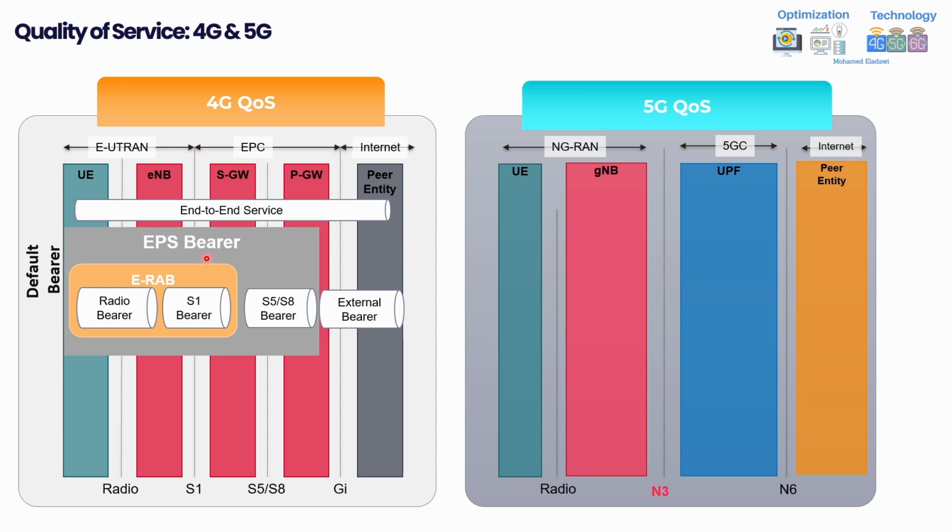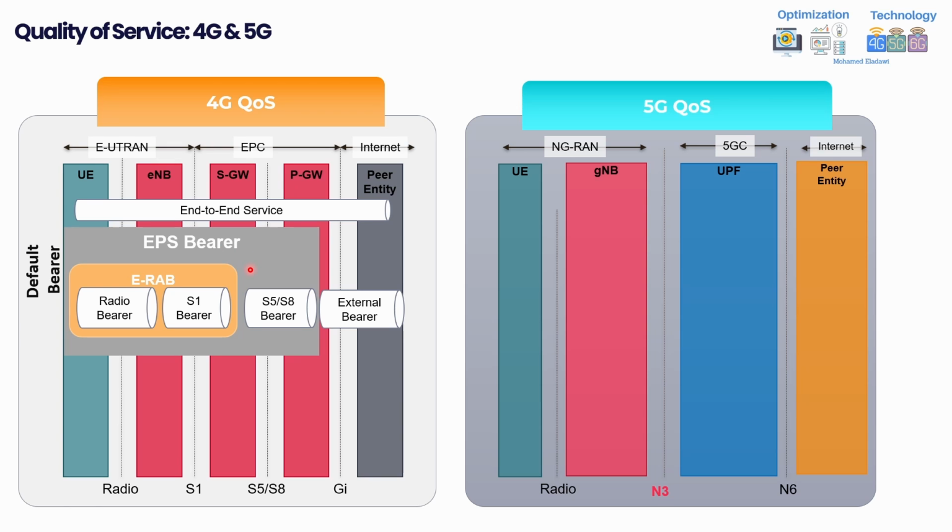Okay, this point is not very clear, so let me make it clearer for you. It means one-to-one mapping. For example, let's assume that now we have a default bearer with quality of service 9. Okay, let's say I have quality of service 9. So in this case, let's say you have QCI 9, and you want to establish a new QCI. Let's assume QCI 7, QCI 6, QCI 5.